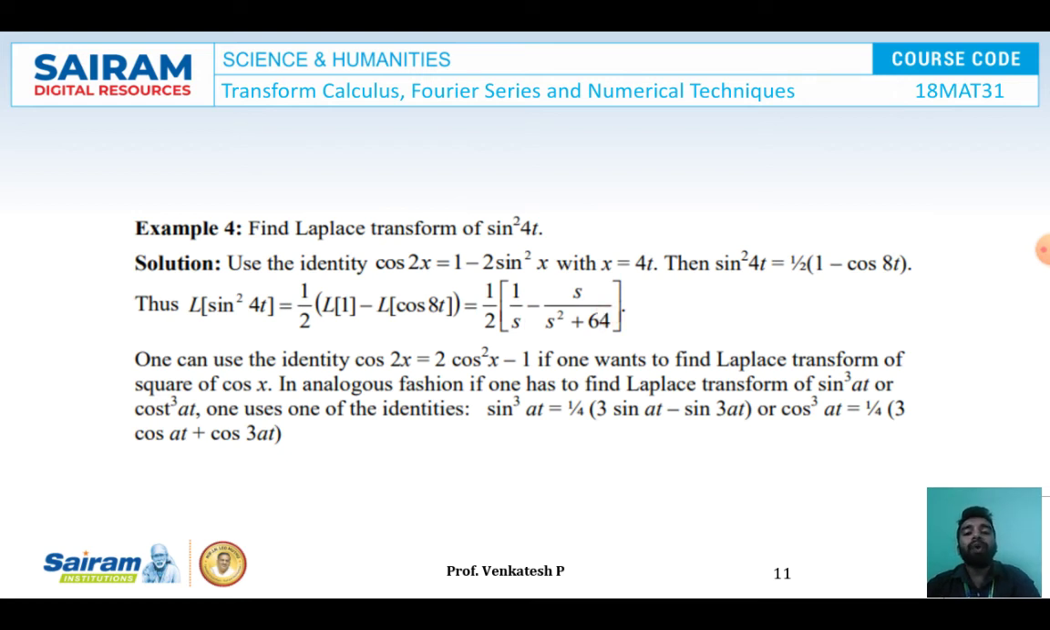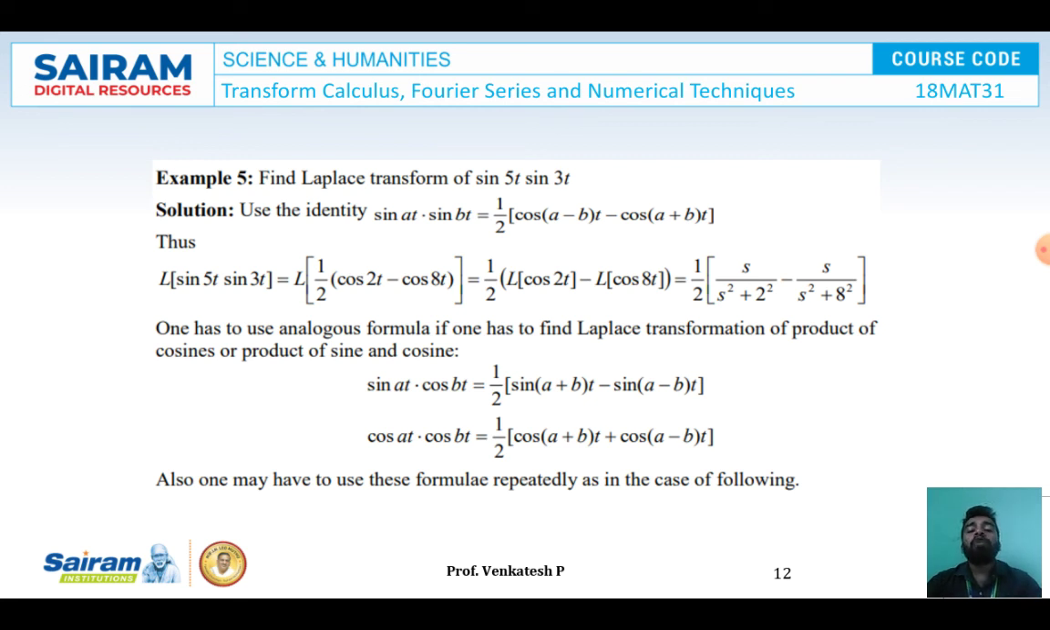In the same way, we can expand the formula for sine cube at also. The formula for sine cube at is 1 by 4 into 3 sine at minus sine 3at. Or we can also expand cos cube at, where the formula is 1 by 4 into 3 cos at plus cos 3at. To expand sine cube and cos cube functions, we have to use these basic formulas.